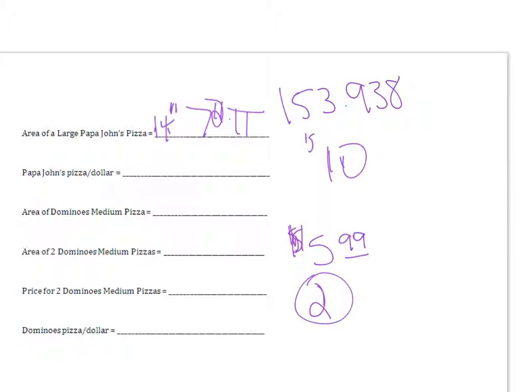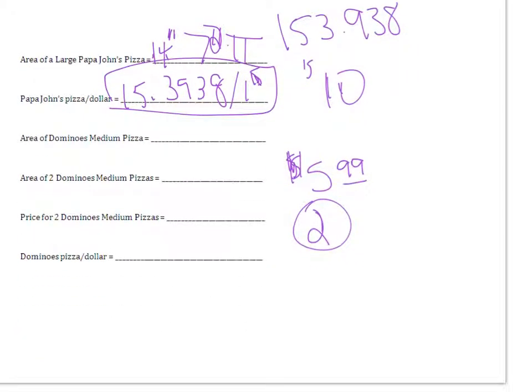So that is 15.3938 per $1. So you get 15 square inches for $1 for Papa John's. Okay, so that's kind of how that works.